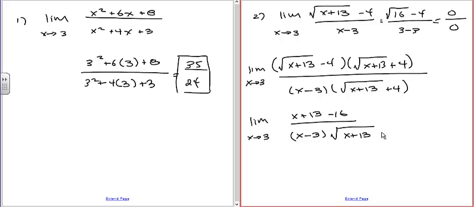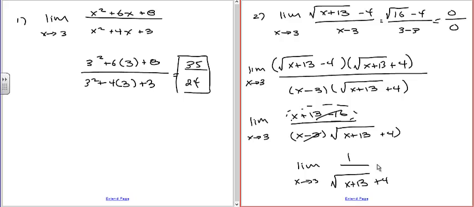And what that does is, this here is x minus 3, so that cancels out with that. And so you're left with the limit as x approaches 3 of 1 over the square root of x plus 13 plus 4. And you can see when I plug 3 in, I'll get the square root of 16, which is 4. So we get 1 over 4 plus 4, which is 1 over 8, or 1/8. So that's the answer for that one.